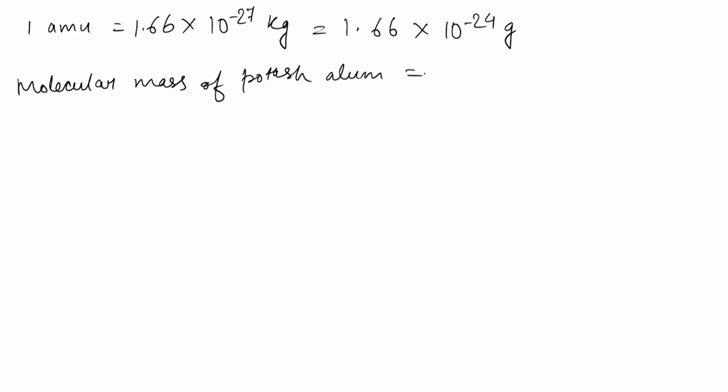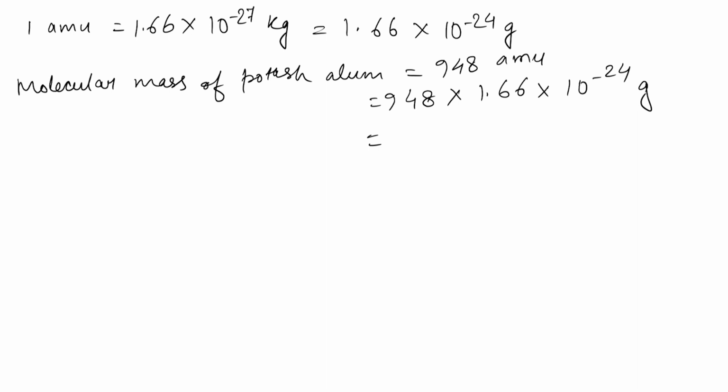so let's say the molecular mass of potash alum is equal to, we have 948 AMU. This can be converted in terms of gram as 948 into 1.66 into 10 to the power minus 24 grams, right? So this comes as 1.57 into 10 to the power minus 21 gram. So this is the molecular mass in gram.